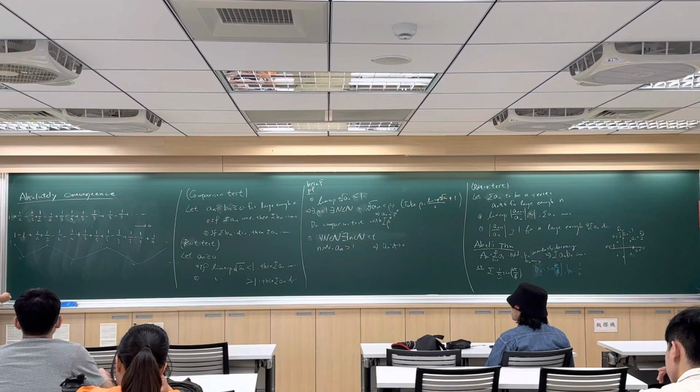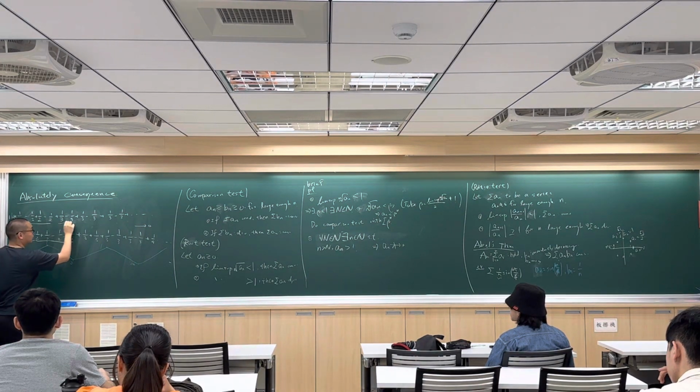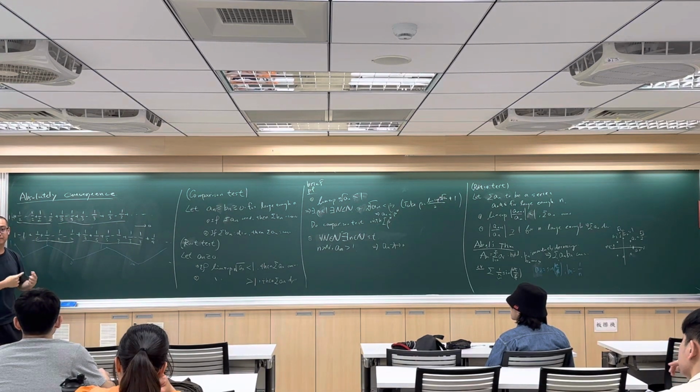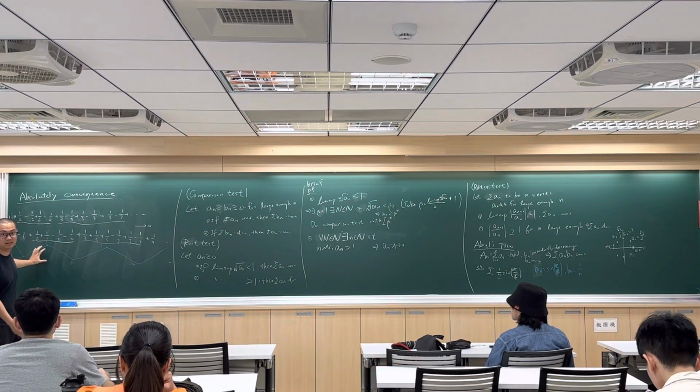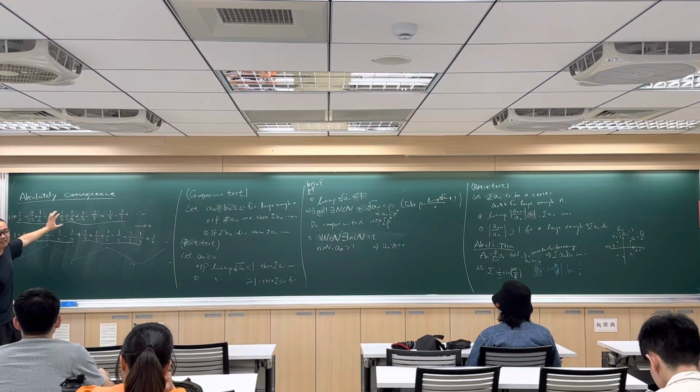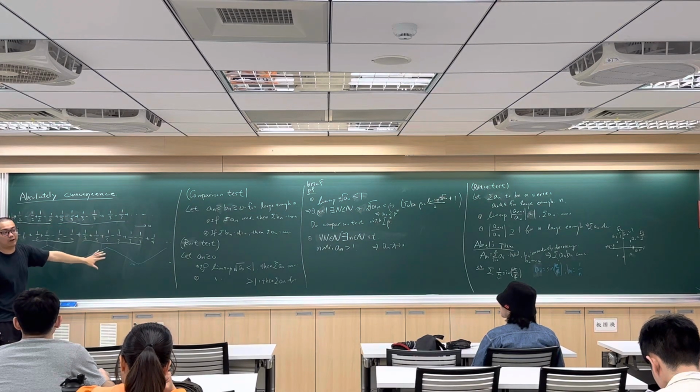Can you see? I just rearrange this one to this one, this one to this one, and so on. I just rearrange the terms. And by rearranging these terms, I can make a series go from convergence to divergence.